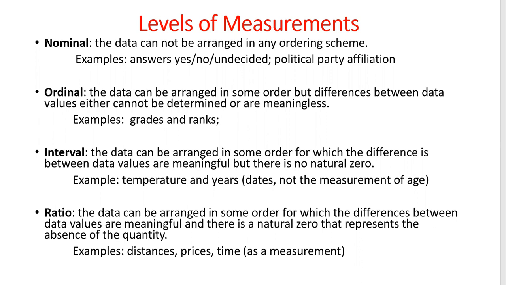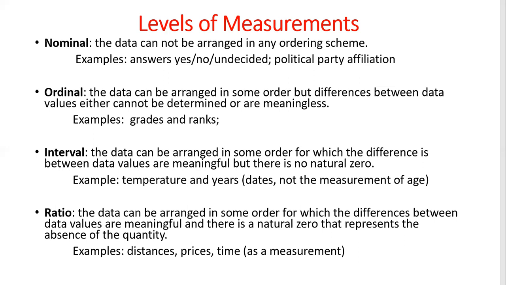Next level is ordinal. In the ordinal level, the data can be arranged in some order, but differences between data values either cannot be determined or are meaningless. So for example, grades and ranks. We can put grades in order from best to worst, or vice versa, but we cannot subtract them and get something meaningful out of that.